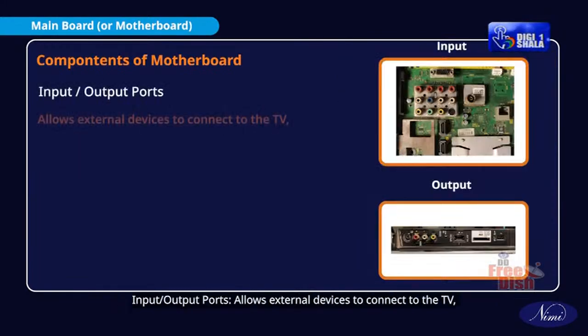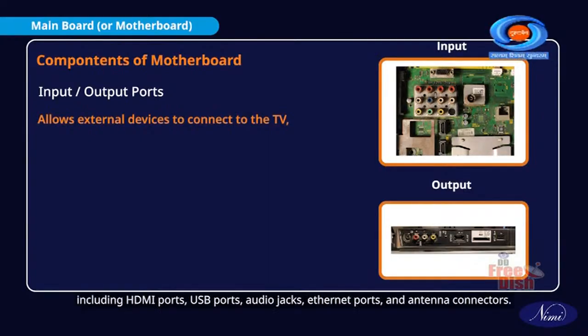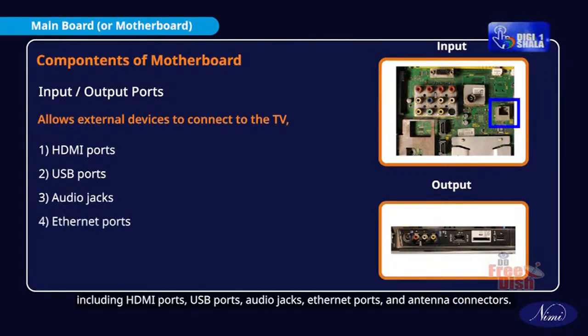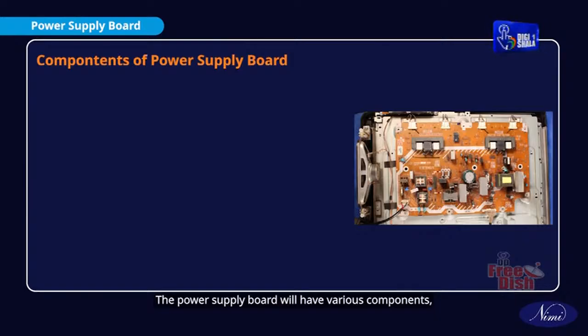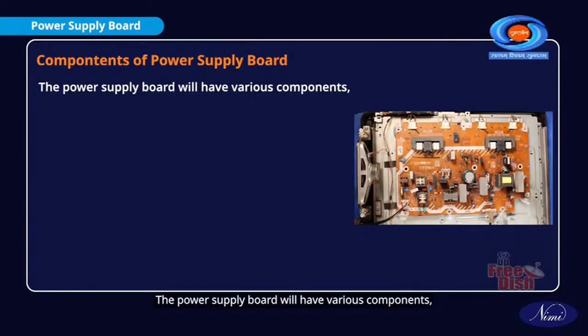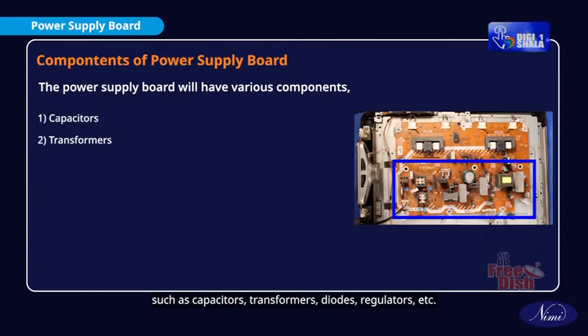Input and output ports allow external devices to connect to the TV, including HDMI ports, USB ports, audio jacks, Ethernet ports and antenna connectors. Power supply board. The power supply board will have various components such as capacitors, transformers, diodes, regulators, etc.